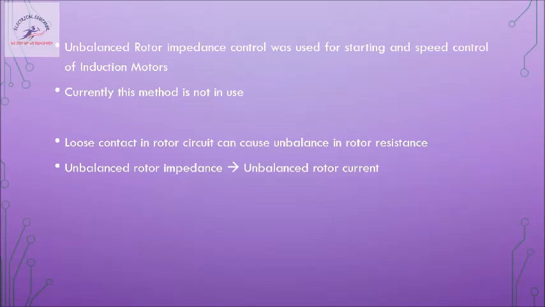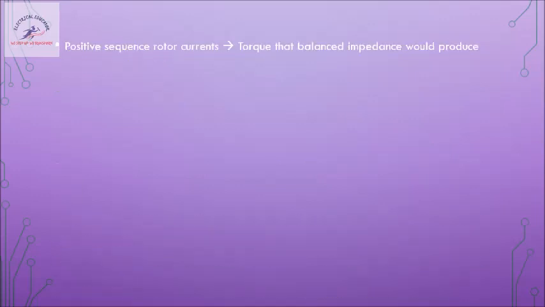Like our previous method, we will resolve them into positive and negative sequence components. The positive sequence will seem like the torque that would have been produced by a balanced rotor. Now imagine a rotor which has all the resistances in a balanced way. Same thing, this positive sequence rotor current will also produce torque.